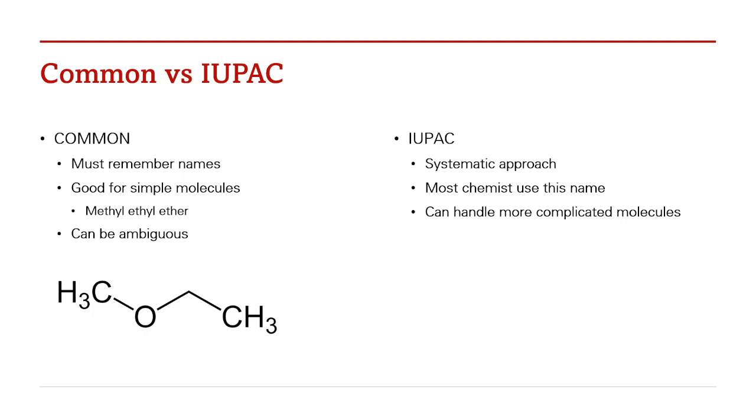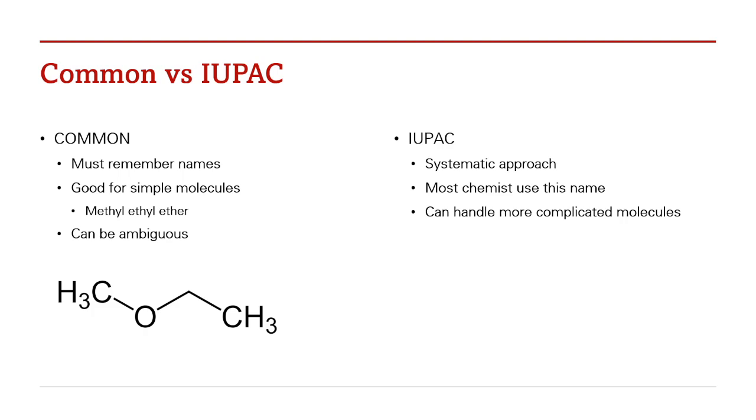Generally, people don't use common names for complex molecules because you must remember each molecule's name. But for simple molecules, they can be a great way to name these molecules fast. Because of a lack of structure, chemists need to be familiar with the structure of the molecule prior to the conversation, like methyl ethyl ether. We can easily see that a methyl group and an ethyl group are combined by an ether group.